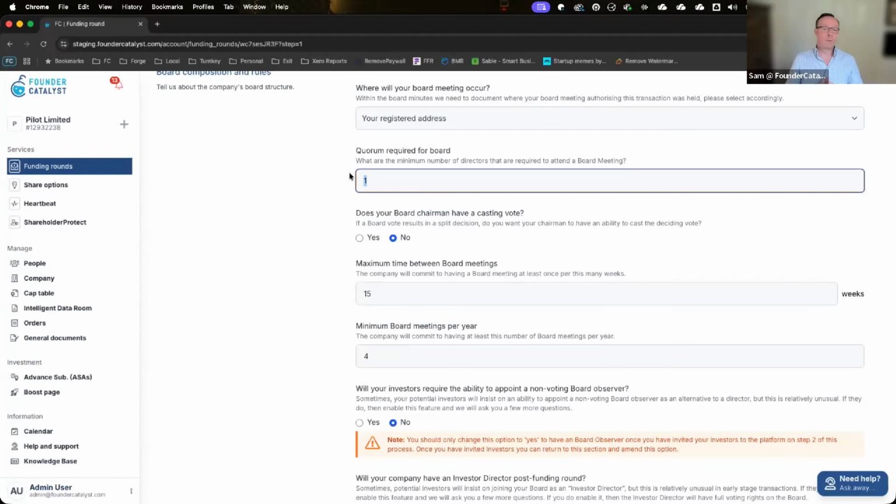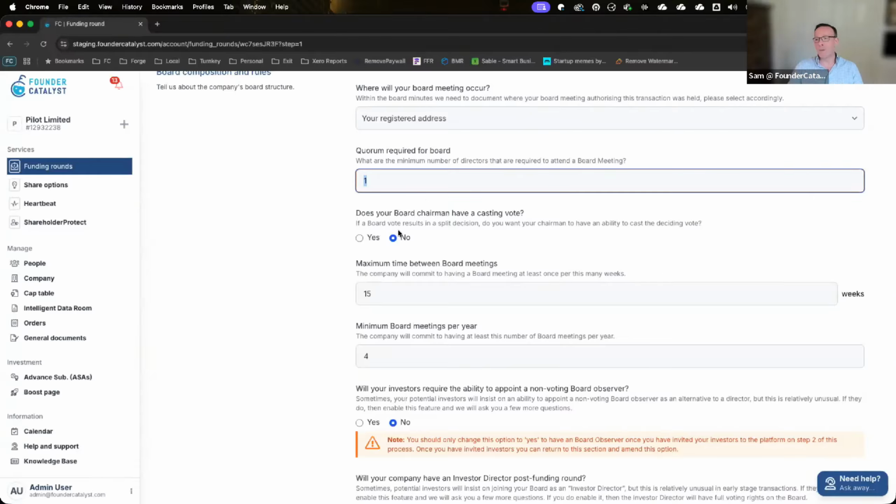So to give you an example, if you've only got one founder in your business, you will want the quorum to be one so you can hold a board meeting yourself. If there are three founders in your business, then you may decide between you that actually, in theory, you should have all three of you present, but you will allow a board meeting to occur if two out of the three people are present, in which case you would put two in this box here.